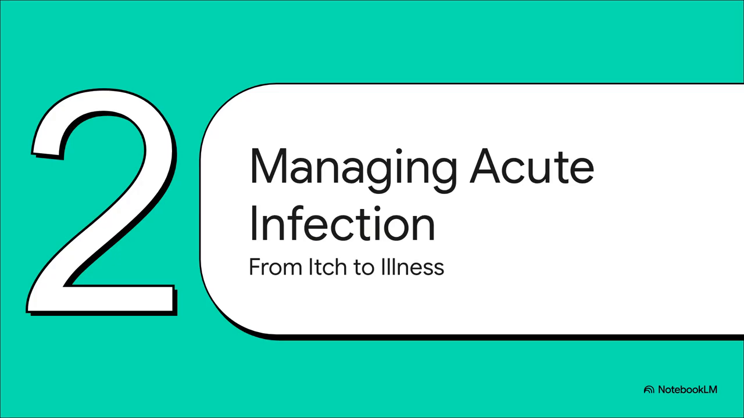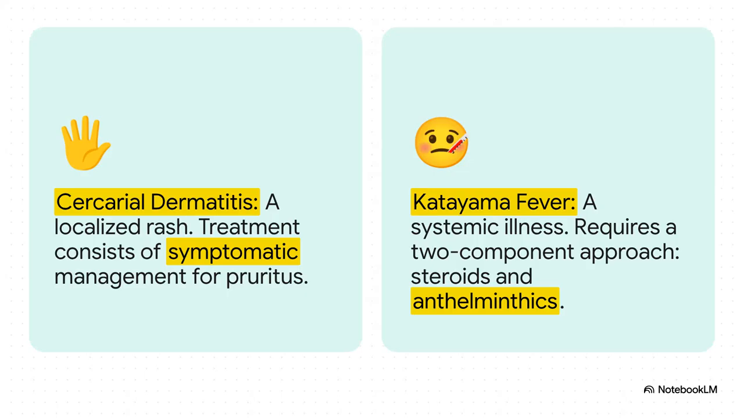Okay, so let's jump into the acute phase. This is where things get interesting, because how a patient shows up is going to tell you exactly what you need to do right away. So when a patient comes in with an acute infection, you're usually looking at two totally different scenarios. On one hand, you've got cercarial dermatitis, what people call swimmer's itch. It's just a localized rash. Your job here, simply manage the symptoms, that's it. The parasite isn't mature, so your big gun drugs won't work anyway. But on the other hand, you have Katayama fever. This is a full-blown systemic inflammatory illness, and it is a completely different ballgame that requires urgent action.